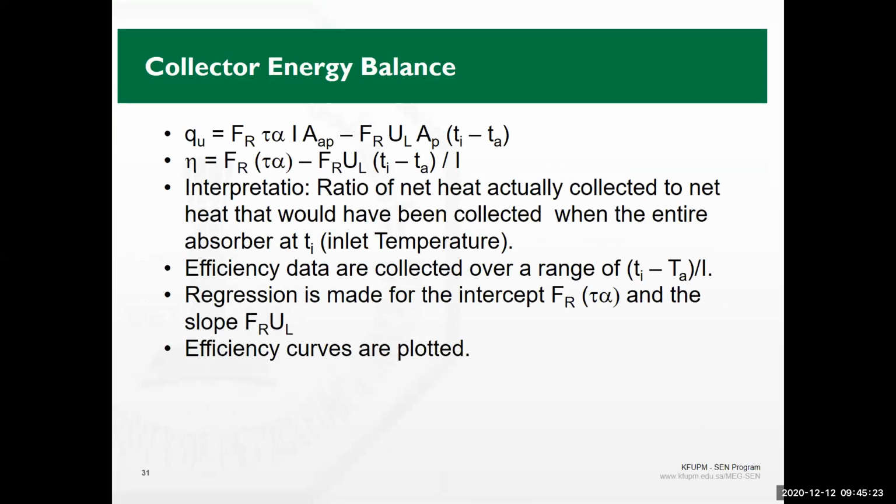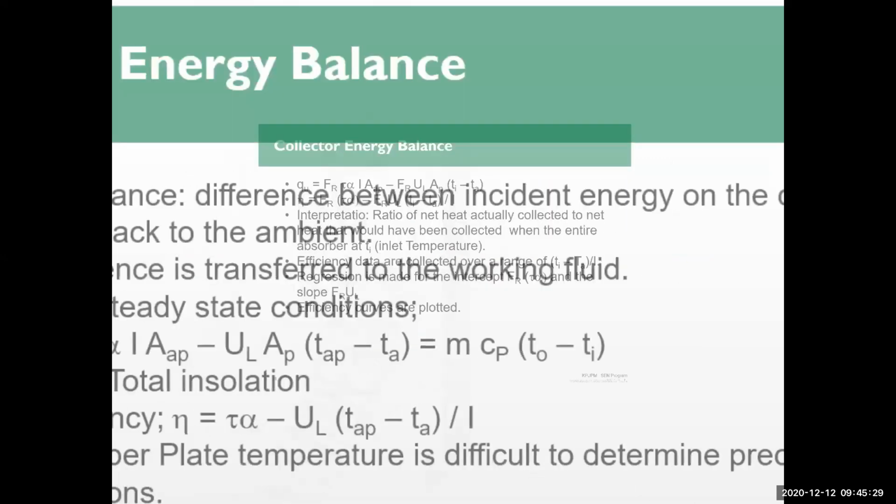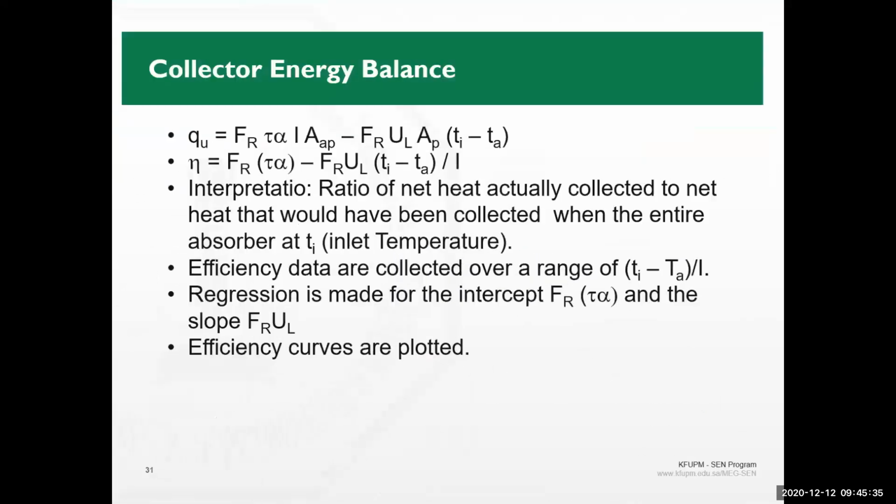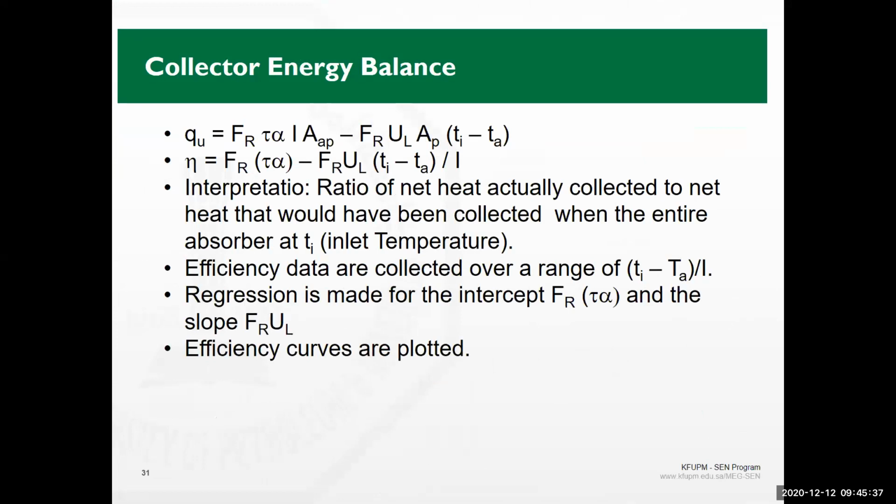So it's talking about QU, the useful energy. We are using here the value of FR. And as I mentioned a while ago, FR is what we refer to as the heat removal factor. So the Q is given in terms of heat removal factor. And the heat removal factor being added in allowed us to change the temperature difference. And instead of temperature of the absorber plate minus TA, it is TI minus TA, where TI basically is some sort of inlet temperature.